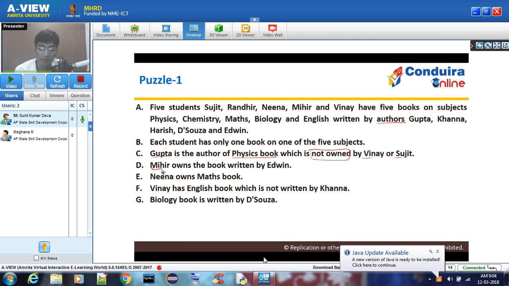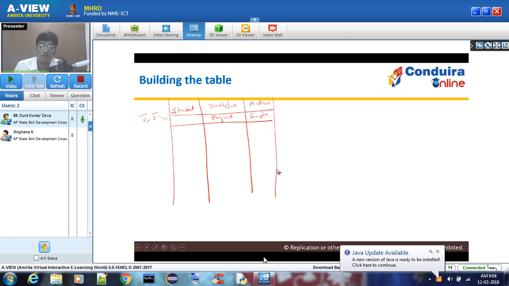Mihir owns the book written by Edwin. Now, is it positive information? Yes. So we can say Mihir is here. He owns the book written by Edwin. Is it on physics? No. Because each book here, it's mentioned that they have only one author. For the physics book, the author is Gupta. What I also know is that because this is not a physics book, Mihir will not own the physics book. So even Mihir will not come in the first row.